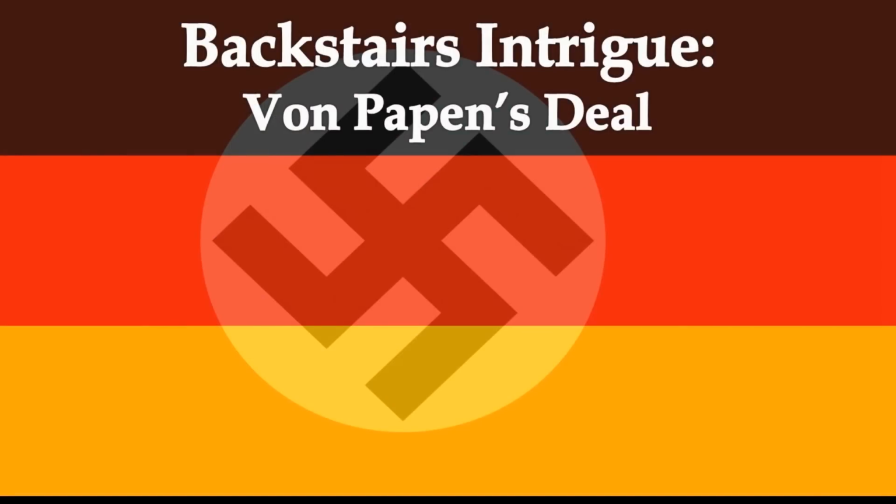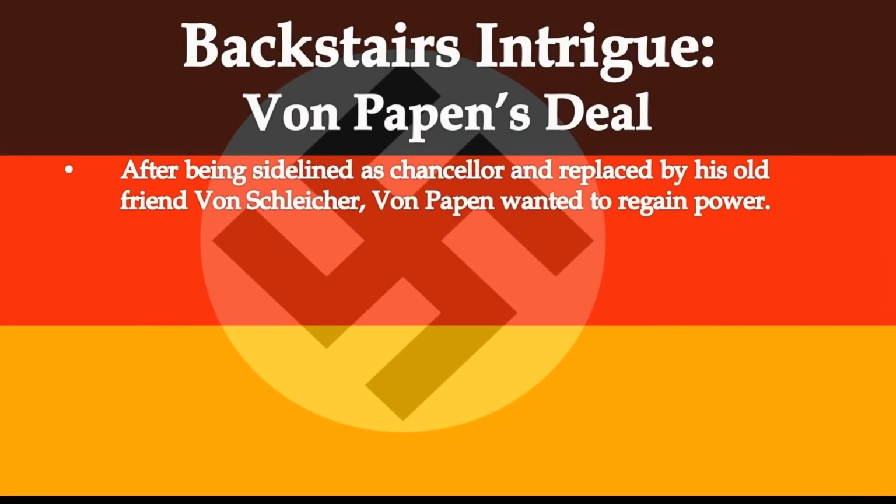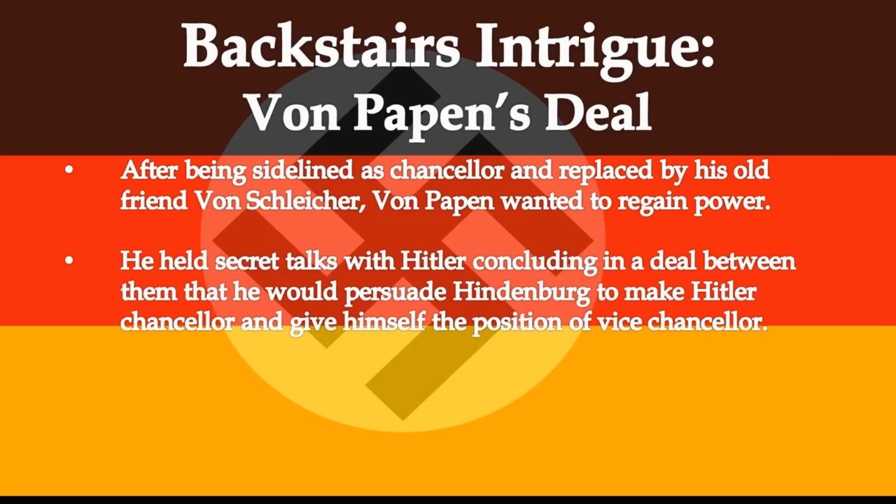Now, von Papen has just obviously lost his position as Chancellor, and he's essentially been stabbed in the back by his old friend von Schleicher. But von Papen has a trick up his sleeve. He's going to negotiate with Hitler. So he holds secret talks with Hitler, because he knows that Hitler obviously wants to be Chancellor. Hitler's asked to be Chancellor several times, and Hindenburg has refused him.